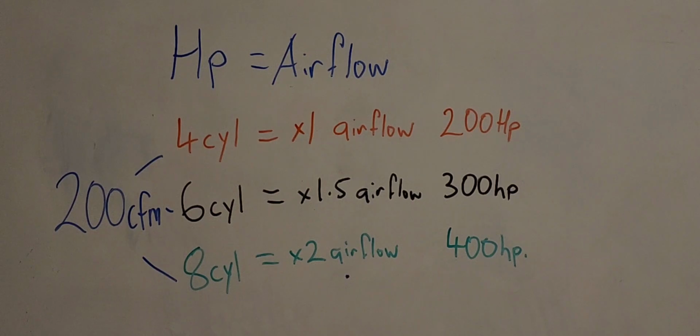So when we apply this and we use a nominal figure for a head flow where we use 200 CFM, when we apply that head flow to a 4-cylinder, the engine is said to have 200 horsepower potential. The same 200 CFM flow on a 6-cylinder will be 300, and the same 200 CFM available on an 8-cylinder will be 400 horsepower.